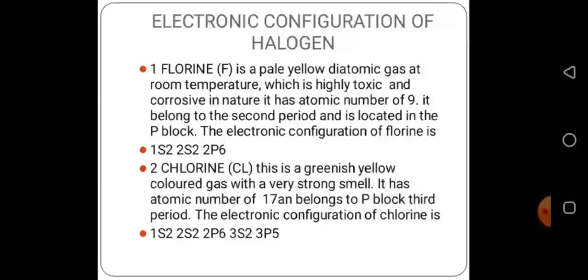You can never see chlorine in its atomic form. It reacts with itself because it's very reactive. That is why it exists as a diatomic molecule.